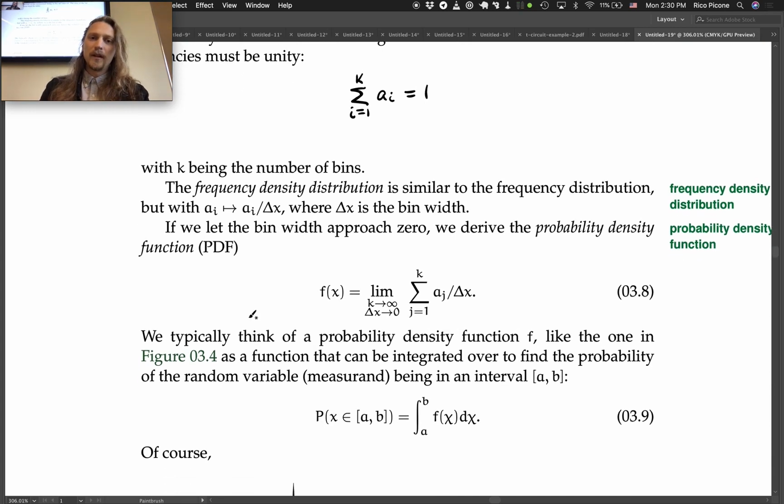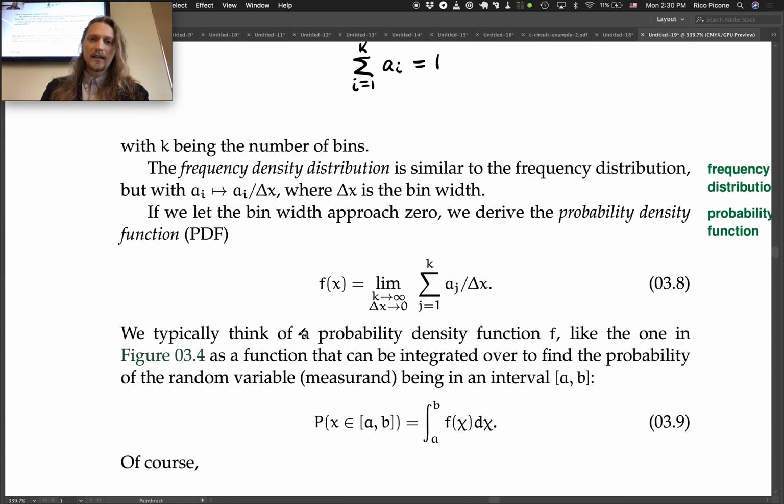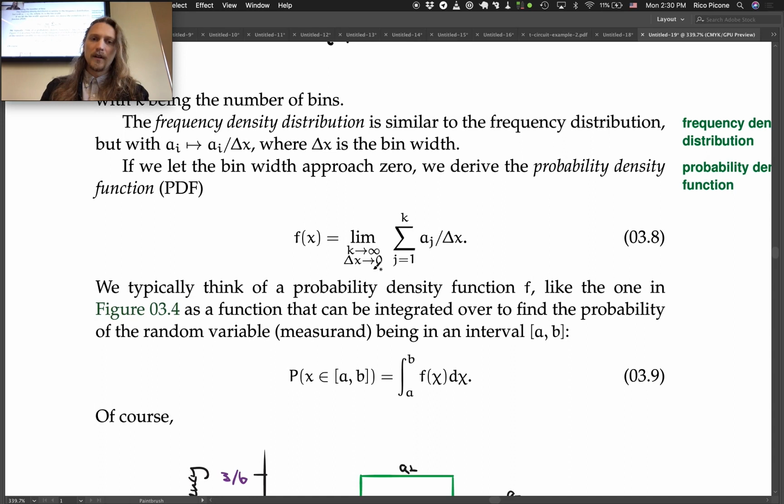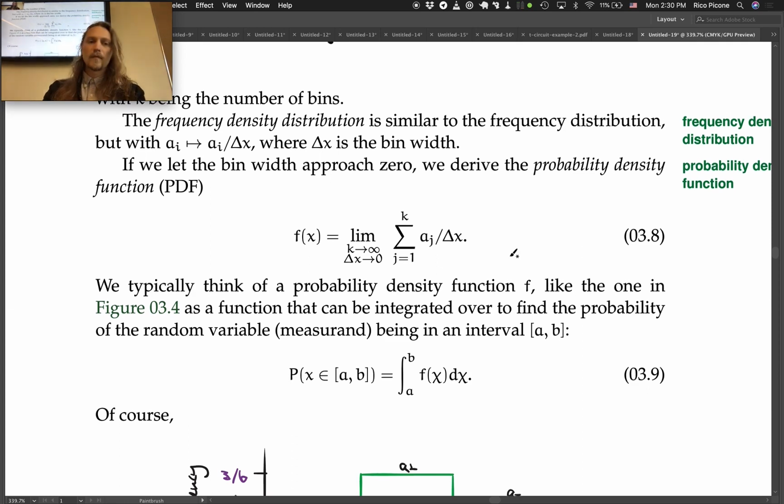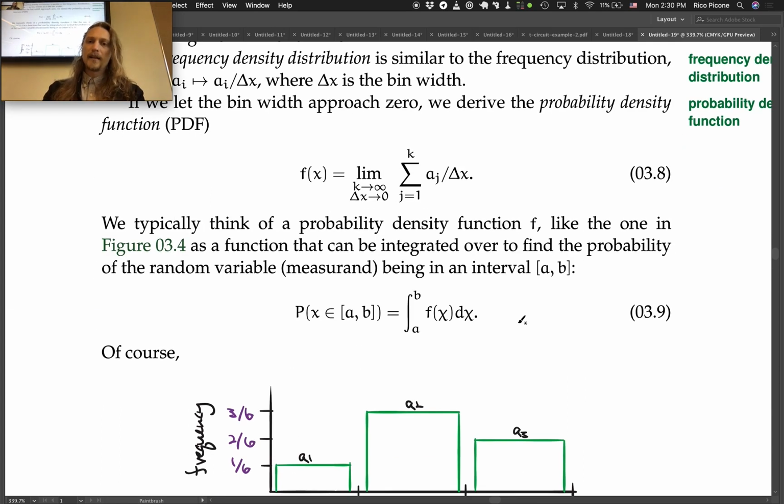If we let the bin width approach 0, we derive the probability density function. If you take the number of bins to infinity and you take the bin width to 0, you get the probability density function, or PDF. We typically think of a probability density function f, like the one in figure 3.4, as a function that can be integrated over to find the probability of the random variable measurand being in an interval from a to b.